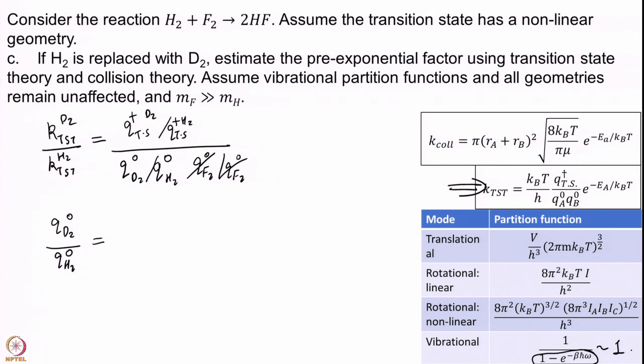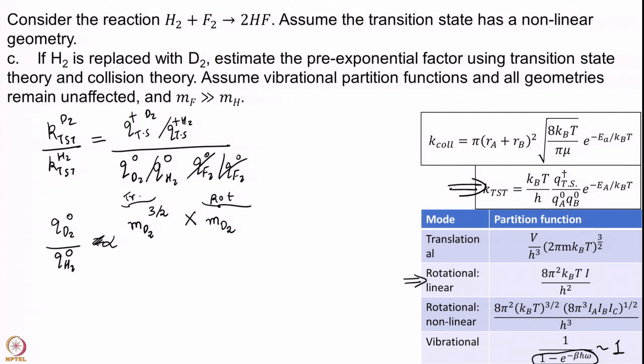So, the translational partition function, I will have m of D2 to the power of 3/2 here. All other factors are going to cancel. So, I am not looking at this 2 pi kT and all that. Into the rotational. So, this is translational. Now, I have to write the rotational. So, the rotational, this is linear. D2 has to be linear, H2 has to be linear. And for linear, the moment of inertia will go as mu r squared. So, again, this will be proportional to mass, some proportionality constant, let us say, m of D2.